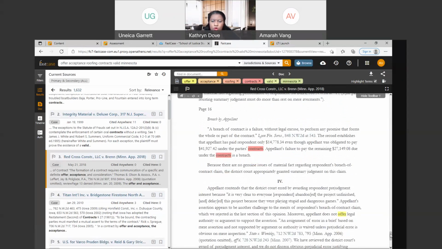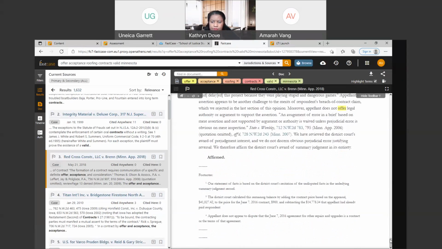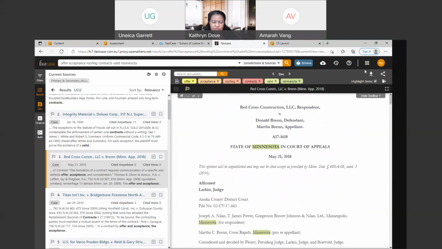So this is not really about an oral contract, though. So this is kind of how you do legal research. You're looking through this premier legal research service provider Fastcase that you have access to, to see if there's a case that's already been decided that has the same facts as the scenario that we're faced with.